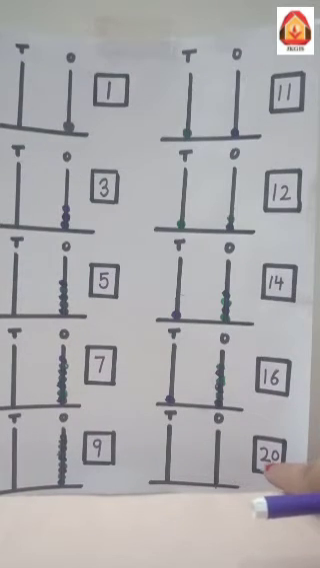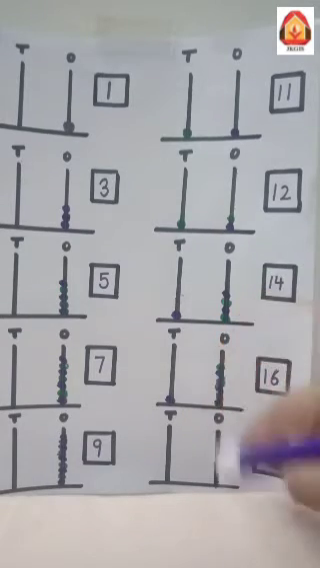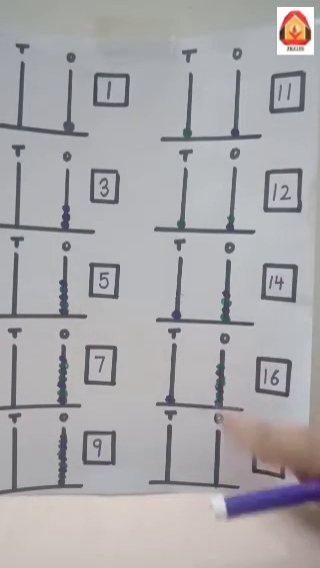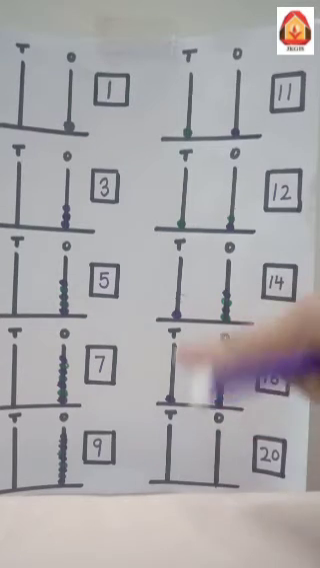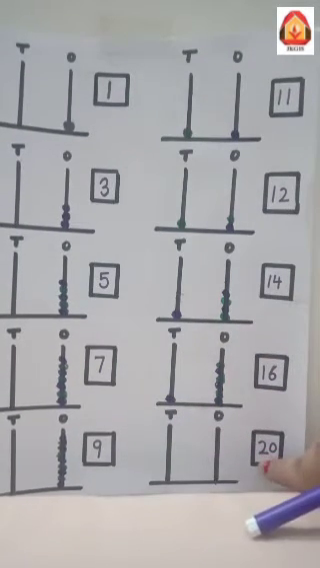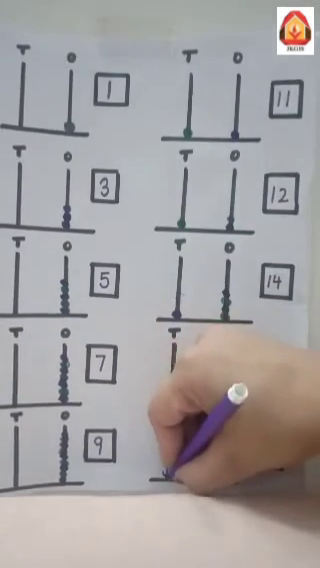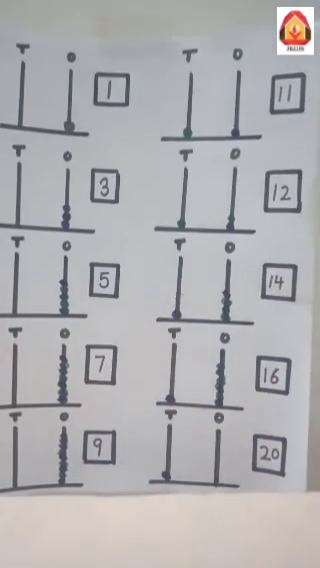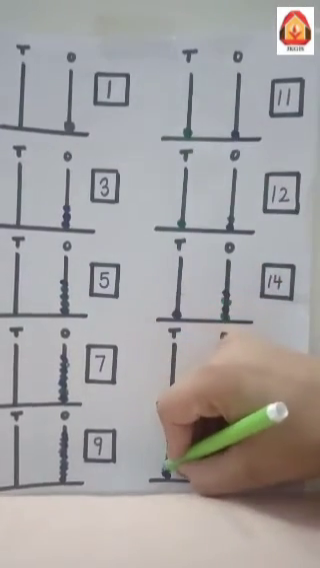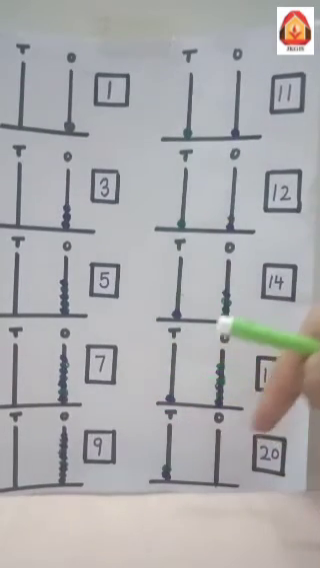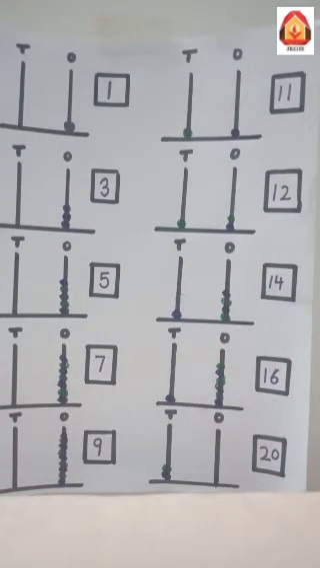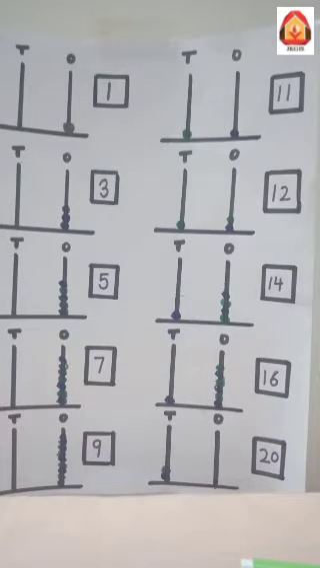Now here you can see 20. So in ones place 0 is here. Okay, so we are not going to make any beads in ones place, but in tens place 2 is here. So we are going to make 2 beads in tens place like this. 1, 2. So what does it become? 2 0, 20. Okay kids, so this way we can represent numbers on abacus.